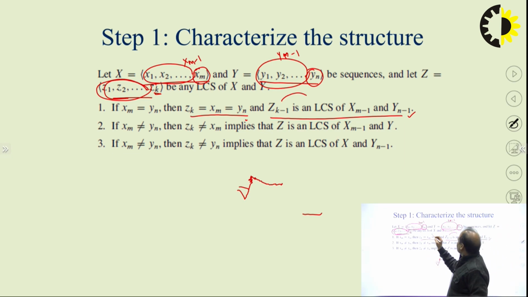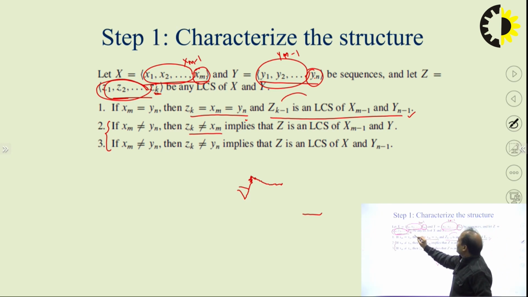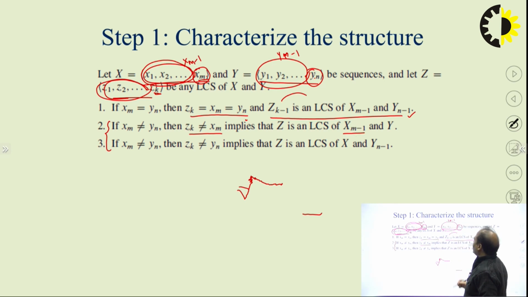Case number 2, suppose both end points are not matching. Then we have 2 sub cases. If ZK is not equal to XM, that means XM is out of the LCS. It is no longer going to contribute. So the entire Z is going to be an LCS of X1 to Xm-1 and the complete Y, right?